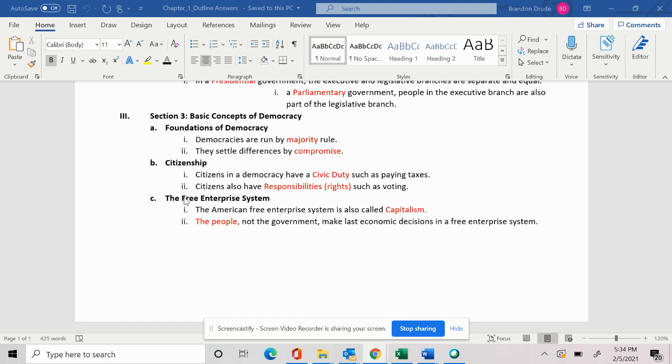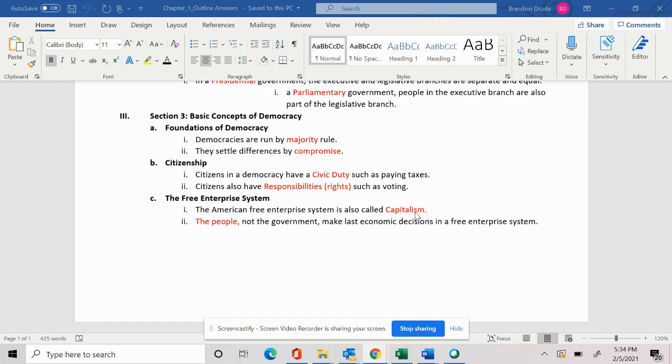And the last section here is the free enterprise system. Since most of you have already taken econ last semester, this should be super easy. Another name for the American free enterprise system is capitalism. That is the term we are looking for, capitalism. I noticed that a lot of you just repeated American free enterprise system. Well, it's capitalism. Another word for it, and I've had a few students tell me, the free market, and that is also true. But the term we were looking for is capitalism.